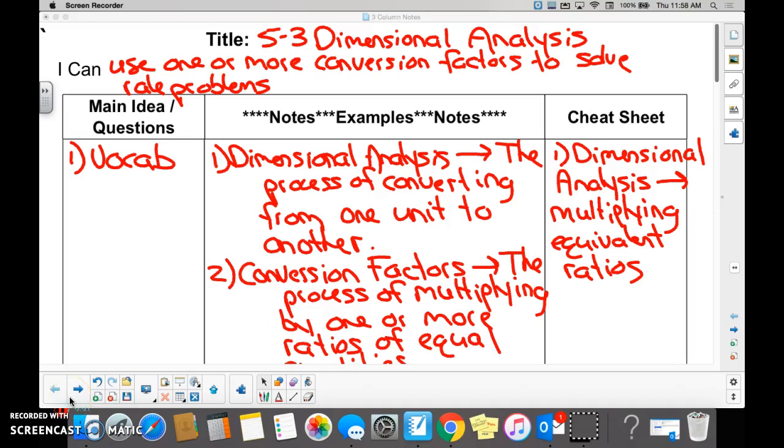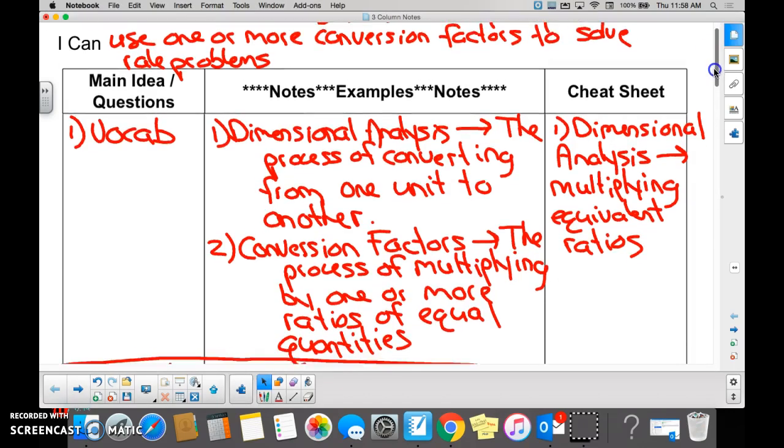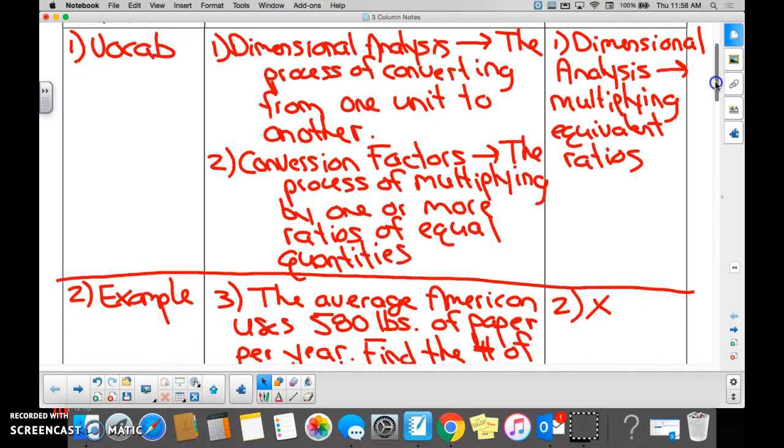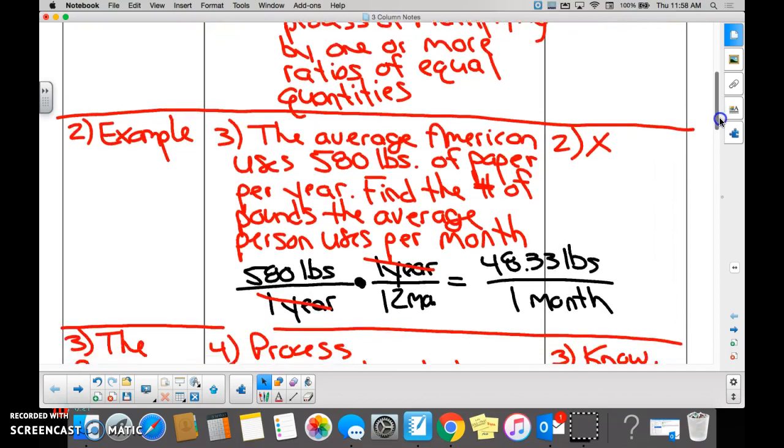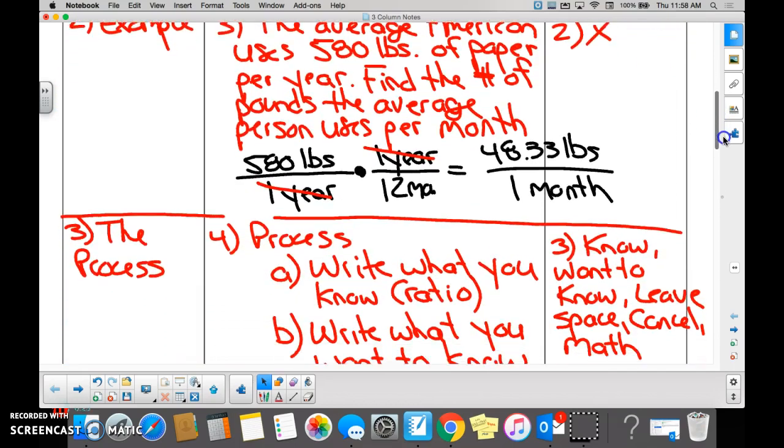5-3, dimensional analysis. I can use one or more conversion factors to solve rate problems. Okay, cool. So we are solving using conversion factors, using rates to convert from one to the other. I'm going to skip over the vocab because we got a lot to talk about here, but you do have to understand what conversion factors are and what dimensional analysis means. I'm going to skip over the example because we get to more of them in a second.